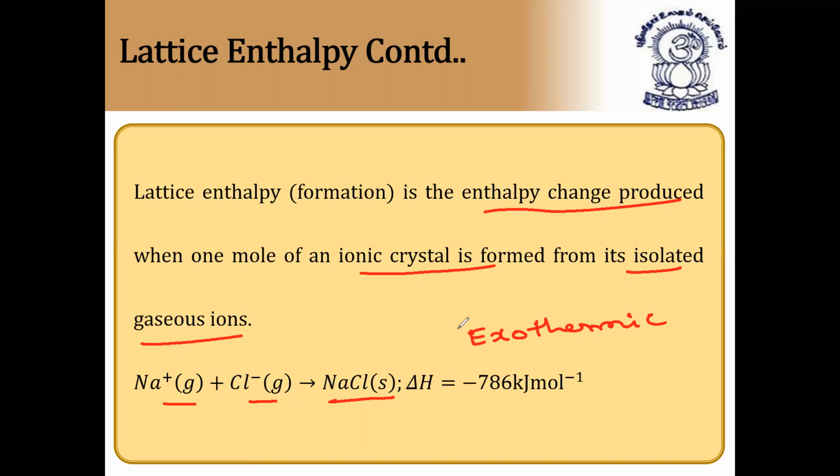Lattice enthalpy of formation is exothermic, and lattice enthalpy of dissociation is endothermic. So the same heat is involved, and it is given out: minus 786 kilojoules per mole. This is the example I have given for lattice enthalpy of formation as well as dissociation. Lattice enthalpy of dissociation is an endothermic process, and lattice enthalpy of formation, that is association, is an exothermic process. I hope it is clear.